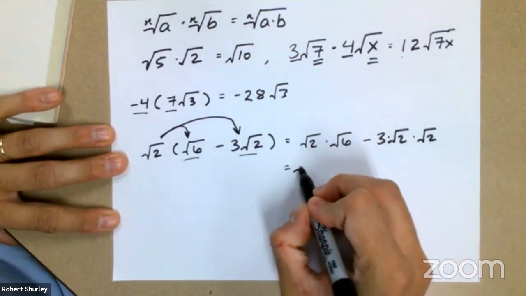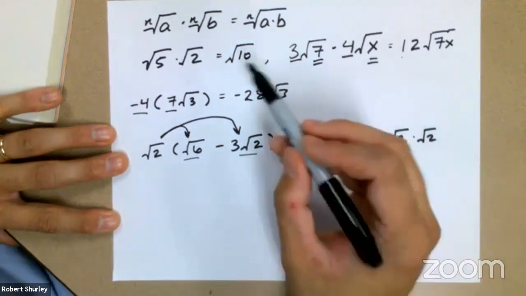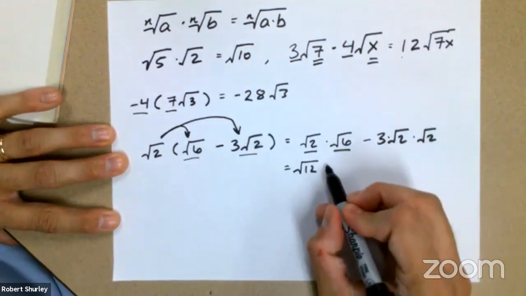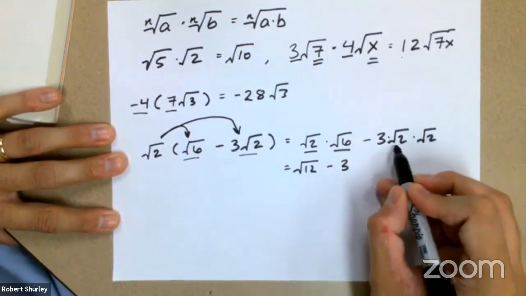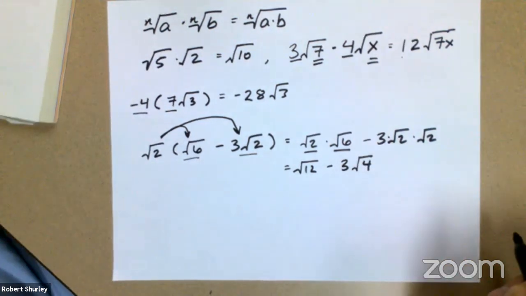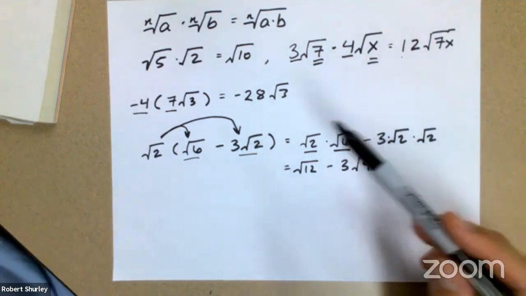This winds up being the square root of 12, right? Square root of 6 times the square root of 2. That's just like the square root of 5 times the square root of 2 up here. That's just the square root of 12. Minus, now the 3 can't go anywhere, but the square root of 2 and the square root of 2 just become the square root of 4. I'm going to pause right there. We've got to simplify this, but I'm going to pause right there.